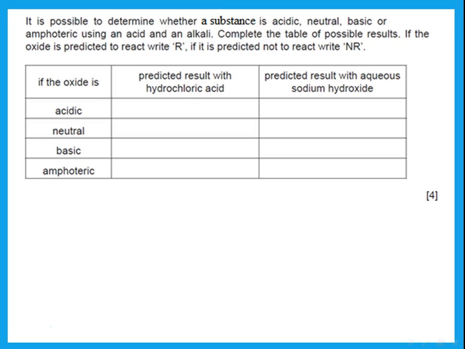Okay. It's possible to determine whether a substance is acidic, neutral, basic, or amphoteric using an acid and an alkali. So complete the table of possible results. If the oxide is predicted to react, write R. If it is predicted not to react, write NR. So if something is acidic, an oxide is acidic, that means it will react with what? Acid reacts only with base. So there is no reaction with the acid, but there is reaction with the base.